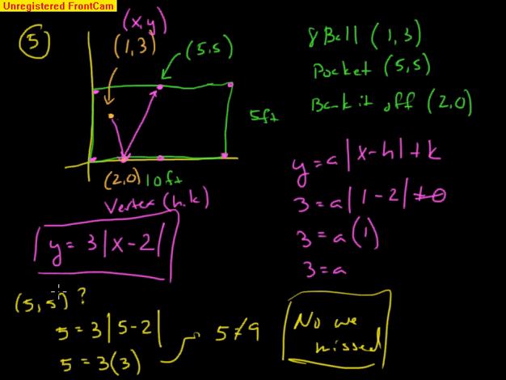So if you take the pool table away, this is writing absolute value equations, right? You have a point and you have the vertex, and that's how you find the equation of the absolute value, by finding the a value and rewriting it.